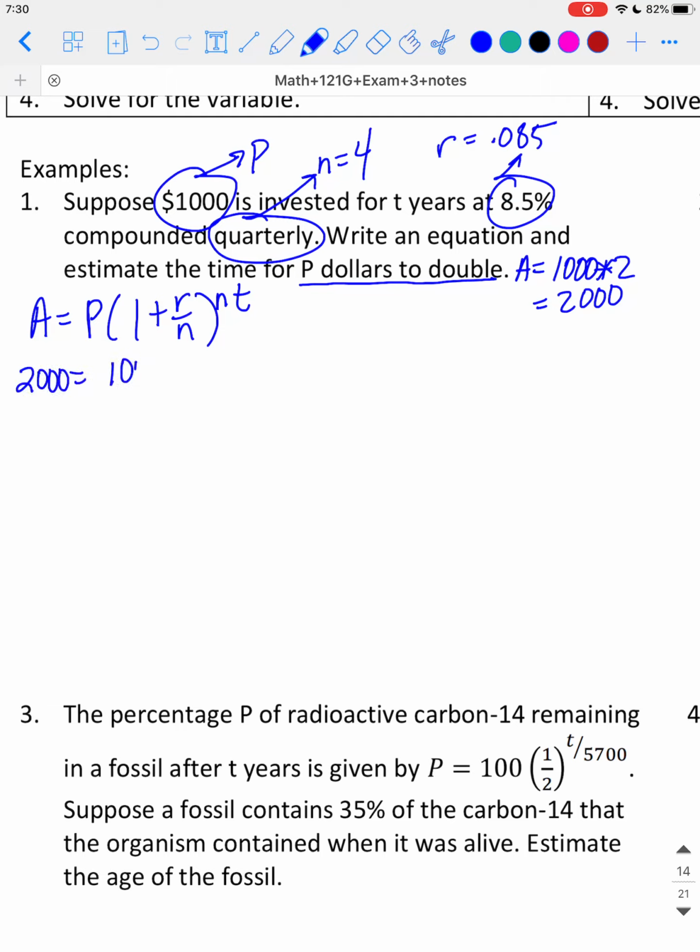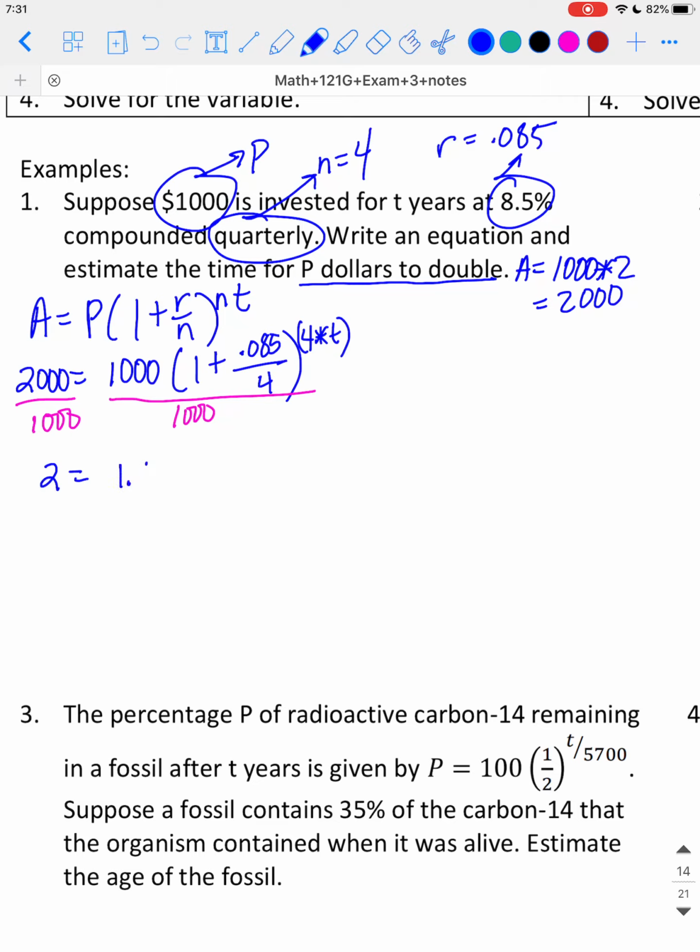So substituting stuff in, 2,000 is equal to 1,000 times (1 plus 0.085 over 4) to the power of 4 times t. That is the equation, and we're going to solve for t. So I'm going to divide both sides by 1,000. And on the left-hand side, I'm left with 2 is equal to 1 plus 0.085 divided by 4, which is a nice decimal number, 1.02125, to the power of 4t.